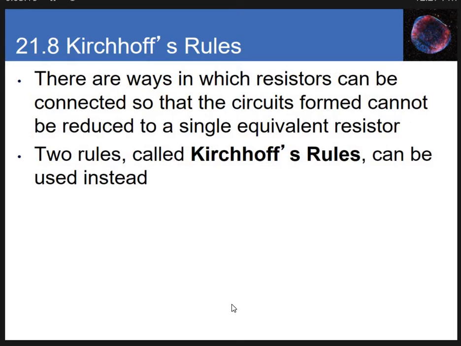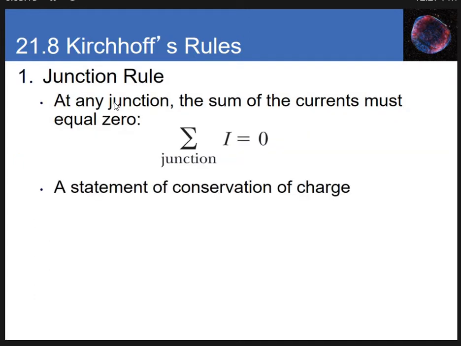Two rules called Kirchhoff rules can be used, and here we go. The first rule is the junction rule. Basically it says that the sum of the currents going into a junction is going to be equal to 0. If you look at a junction, a connection in which you have like 3 lines, not all of the currents can be going into the junction, and not all of them can be going out of the junction. You must have at least one going in the opposite direction. Otherwise, the sum of the currents is not going to be 0. Like it says there, this is a statement of conservation of charge.